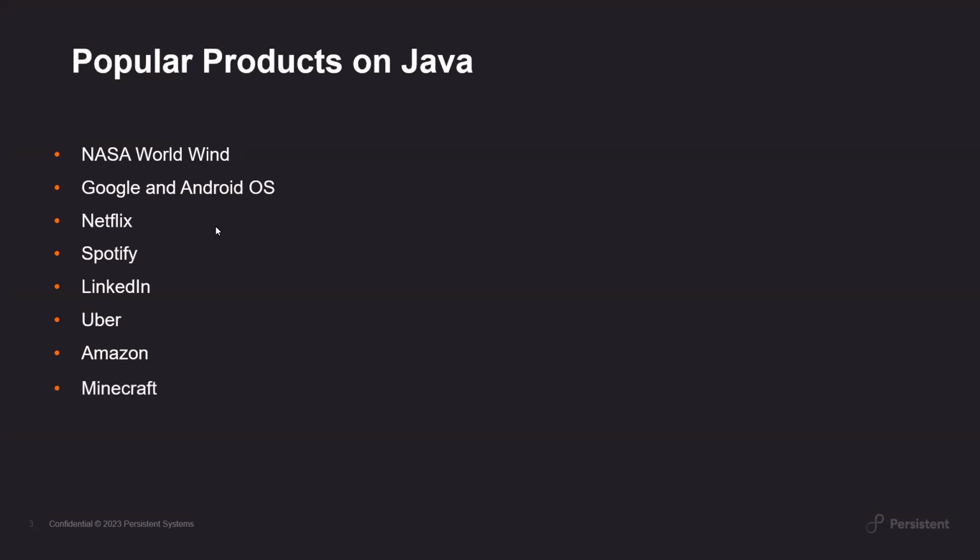And lastly, Minecraft. This is a gaming application which by default comes with the Java version of 1.8. So these are all the main popular products which are developed using Java, many of which you are aware of.